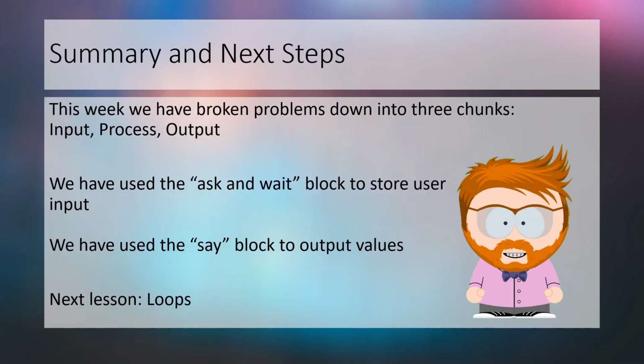This week we've looked at breaking problems down into 3 chunks. Their input, what information are we taking into the system? Their process, what do we do to the information that we've taken in to create new information? And finally, output, what do we display at the end of our program? We have used the ask and wait block to store user input, and we've used the say block to output values. In our next lesson, we're going to look at using loops to repeat processes in our code.